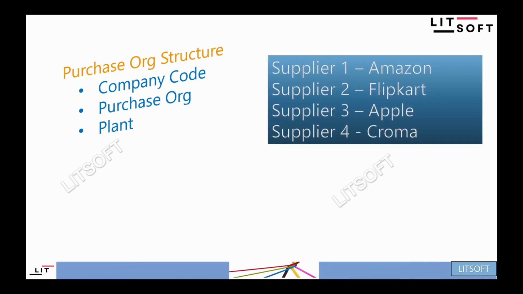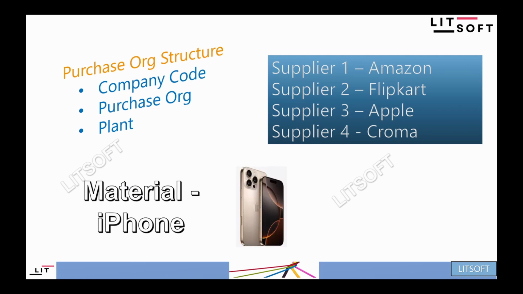In this one, I have identified a couple of suppliers. I want to buy iPhone 16 Pro, and explored with Amazon, Flipkart, Apple, and Croma. So these are my suppliers. I would like to purchase from one of them, wherever I will get the best deal.